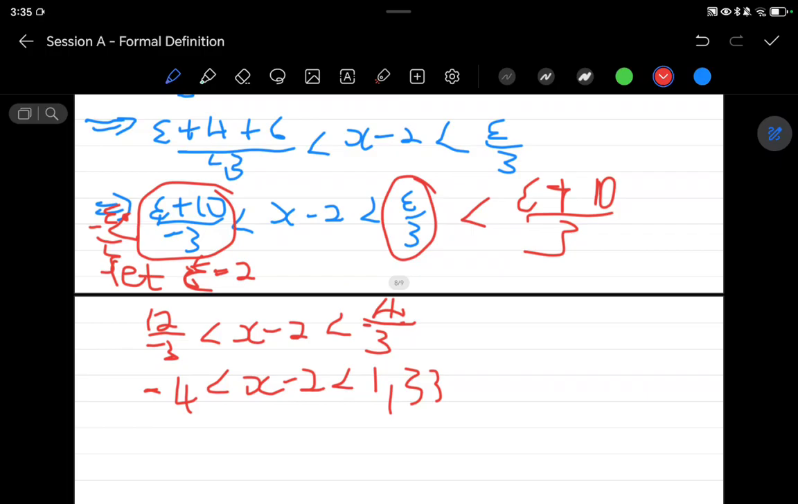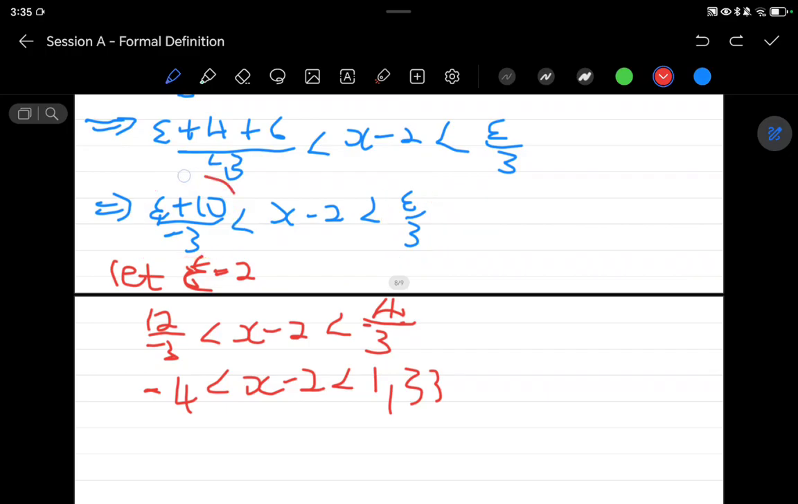You see, because for us to apply the absolute value definition, these two should be the same. This side should be the same as this side. So we're trying to arrive at that. We're going to try two computations. If I put 4 here, will this make sense? Ask yourself that question. Is 4 greater than 1.33? Yes, this would make sense.